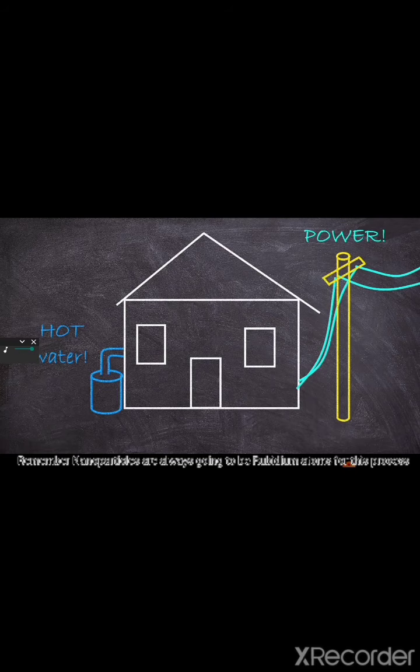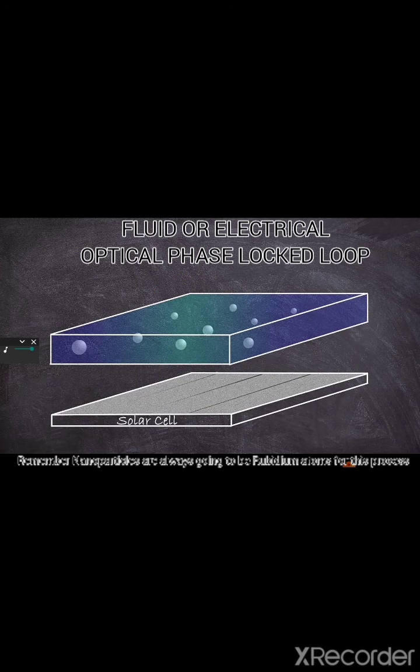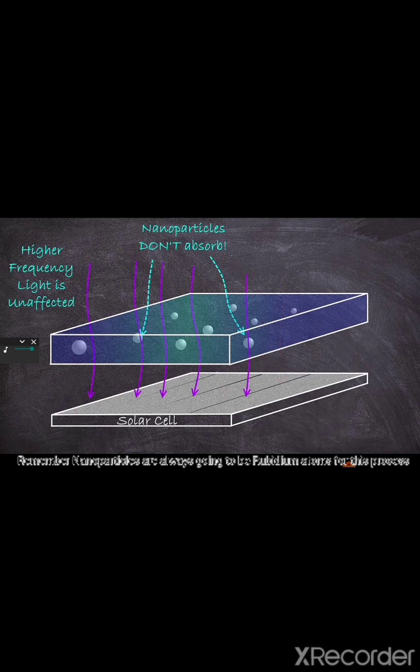Well, houses need power, sure, but they also need hot water. And if the solar cell isn't using these wavelengths anyway, why not add a layer on the top of the cell with nanoparticles suspended in a transparent fluid? The idea being that the nanoparticles are engineered to have their plasmonic resonance in the range of unused wavelengths, and thus drive absorption heating of the fluid. The wavelengths that the cell does use pass through unaffected.